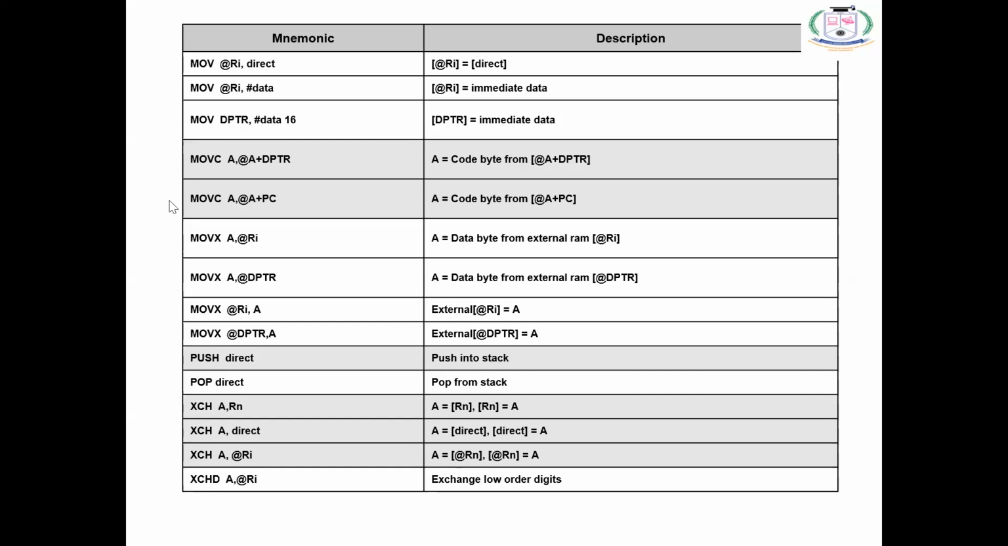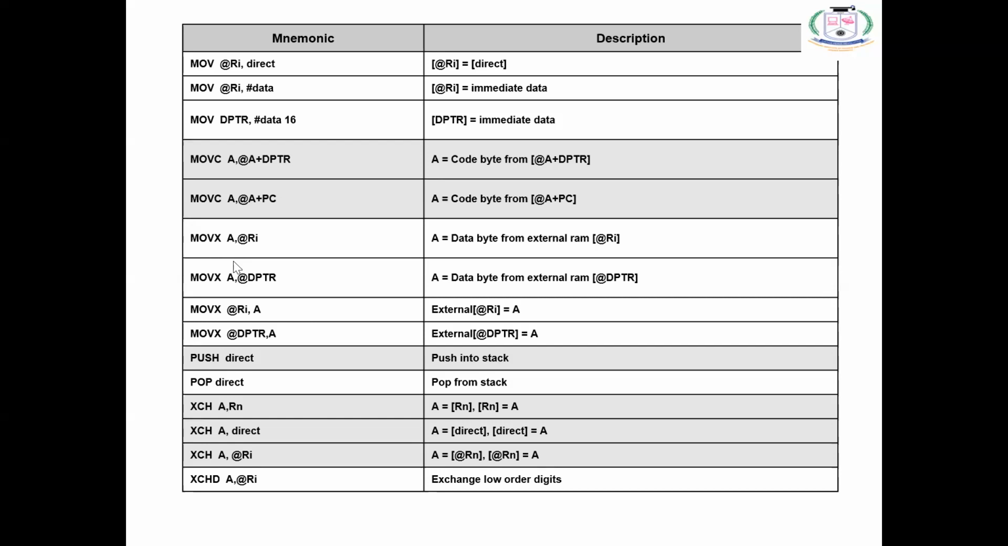C represents code memory, internal code memory. So I have to calculate A plus DPTR, calculate the address, and it will access the internal code memory or program memory. X represents what? External data memory. Remember, external data memory, so 64 KB will be the capacity.